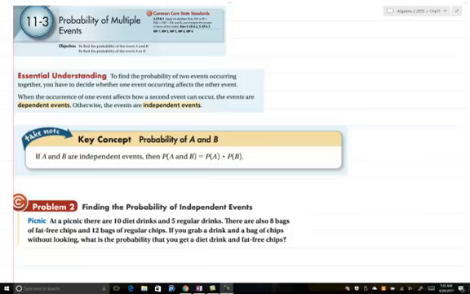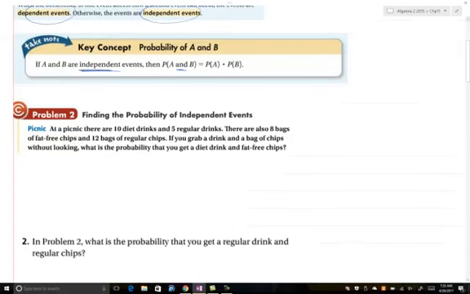All right, we're going to talk about probability of multiple events today. We have dependent events, that means one depends on the other, and we have independent events, that means it has nothing to do with the other one. If they are independent, this will be the easiest one to do. We're just going to multiply those anytime we talk about this and that have to happen.